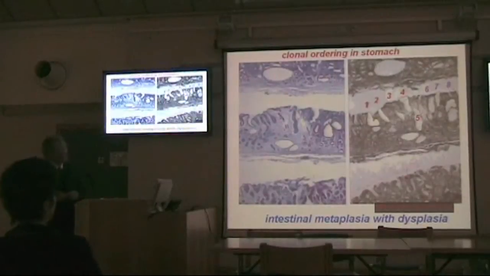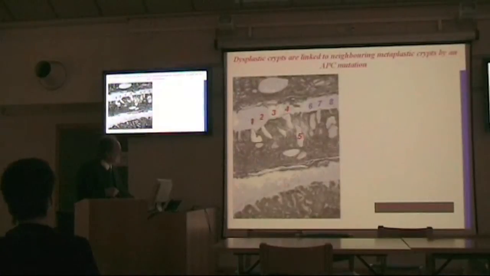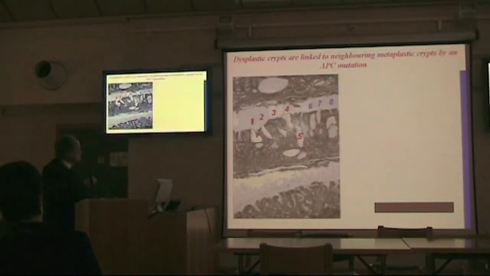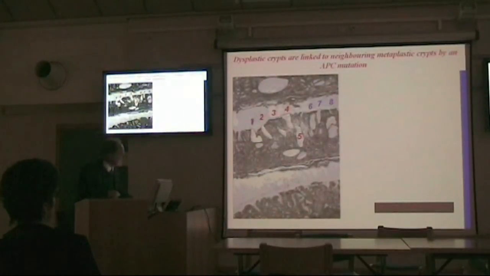What about intestinal metaplasia? Well, this again is published work from Lillian Flores and Stuart McDonald. You can see here, these are some Japanese sections because they get a lot of dysplasia. So there's intestinal metaplasia here on the left, and we're running into dysplasia. You can then dissect this out and look at the mutation burden in exactly the same way. And so you number these crypts 1, 2, 3, 4, 5, 6, 7, 8. 1, 2, 3, 4, 5 are metaplasia, 6, 7, 8 are dysplasia.